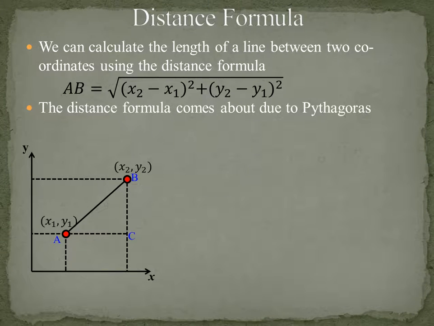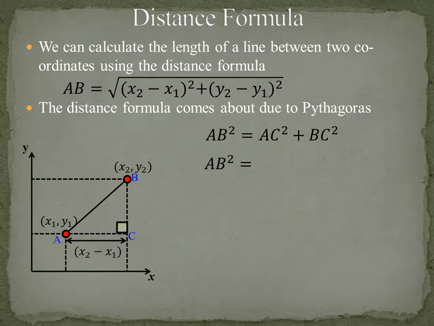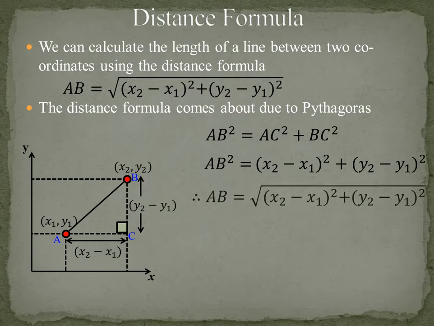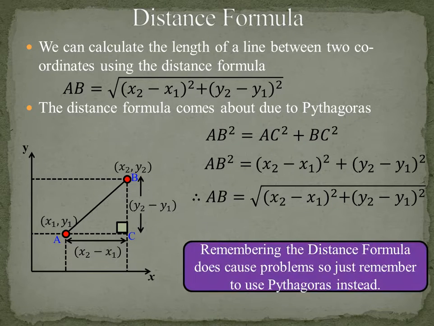If you take two example coordinates (x1, y1) for A and (x2, y2) for B, well, the difference for AC in the x coordinates is x2 take away x1, and the difference for length BC is the difference between y2 take away y1. Summing them into the formula for Pythagoras gives us (x2 − x1) squared plus (y2 − y1) squared. But given that we want AB, not AB squared, if you square root it, you will see where the distance formula comes from. And it's basically just Pythagoras.